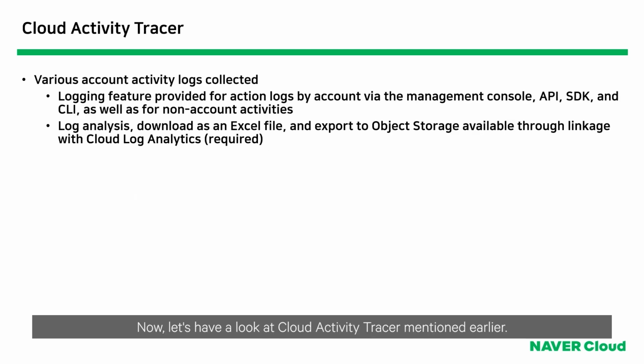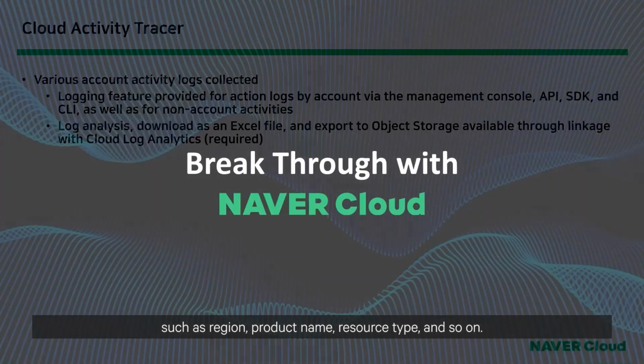Now, let's have a look at Cloud Activity Tracer mentioned earlier. Cloud Activity Tracer is a service that provides information of account activities performed by users through the console, APIs, etc. on NAVER Cloud Platform. Account activity logs through the console and API are collected by default, and the account activity history collected can be seen easily through the Cloud Activity Tracer console. It provides task details for a specific activity record, as well as information on common items, such as region, product name, resource type, and so on.